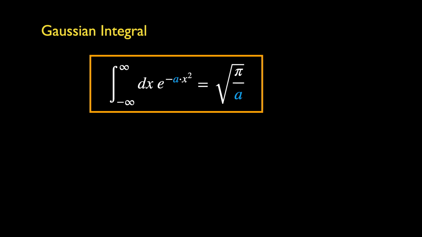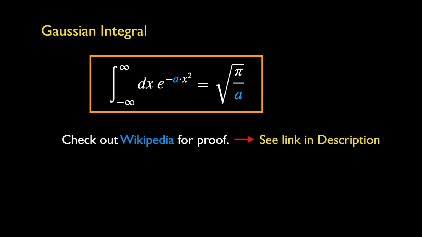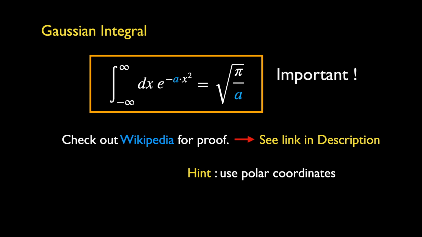This is a standard formula, and you can find the proof on Wikipedia. Briefly speaking, to solve this, just convert this to a two-dimensional integral, which is easily solved by a change of variables to polar coordinates, then take a square root at the end. This identity is very important in quantum mechanics, and therefore would be very convenient to memorize.